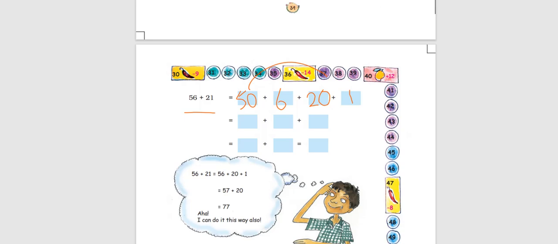5 tens and 2 tens is a total of 7 tens, which is 70, and the ones 6 and 1. Going forward, 70, and when you add 6 and 1 ones, you have a total of 7 ones. So 70 plus 7 is 77.